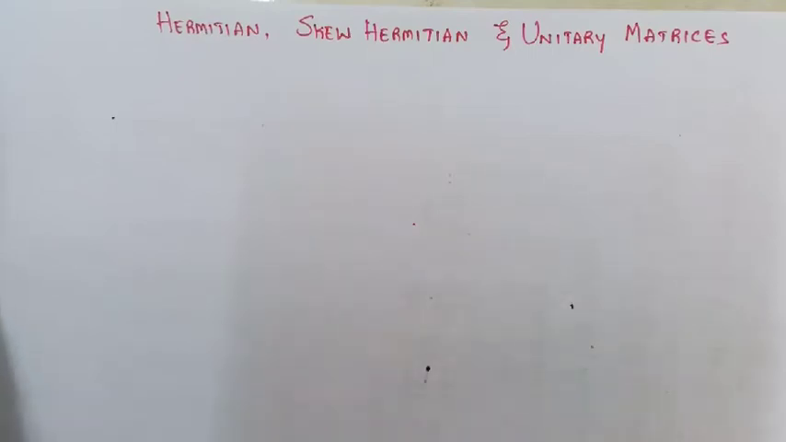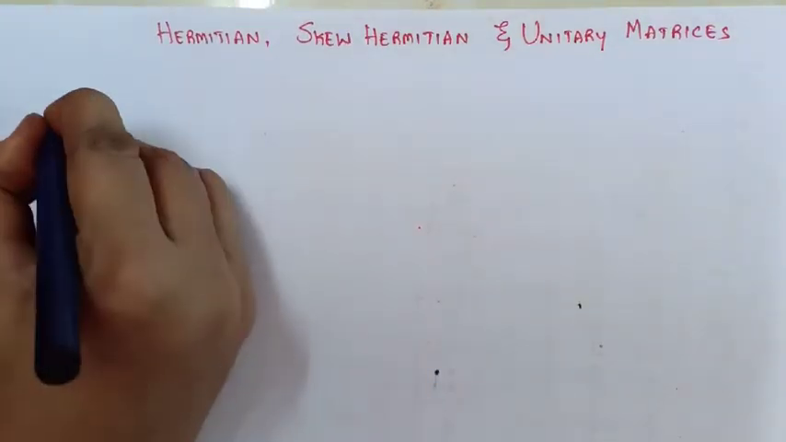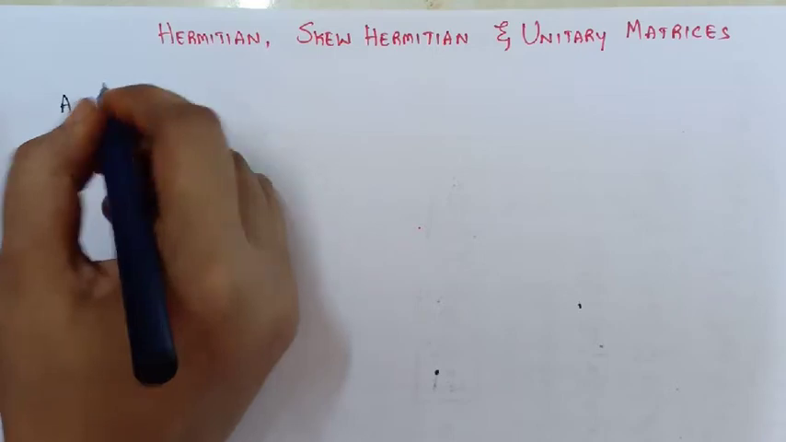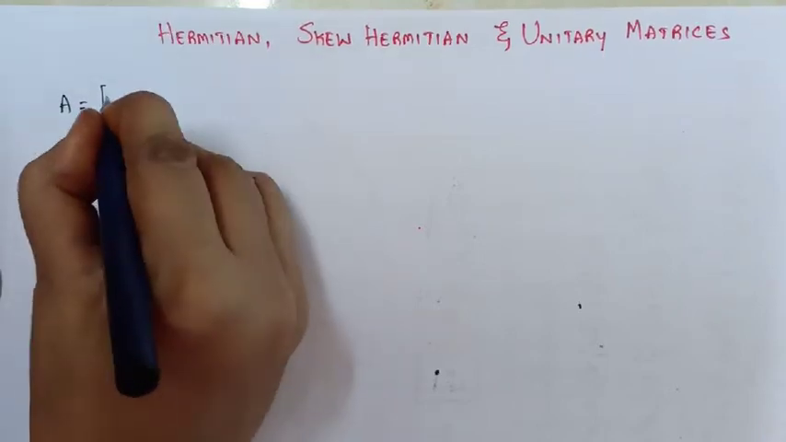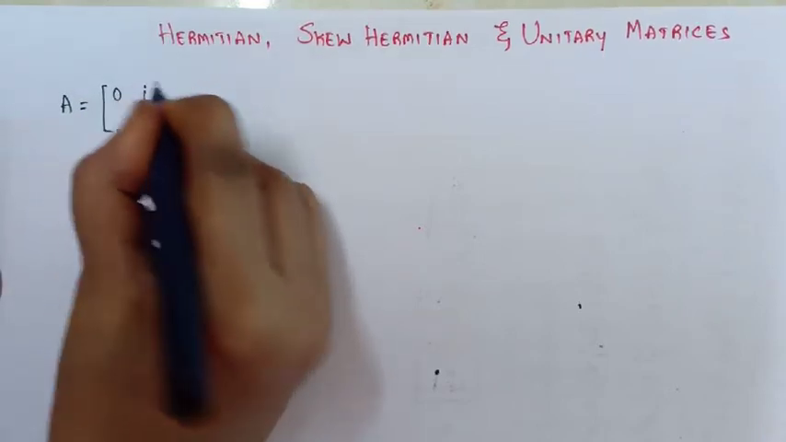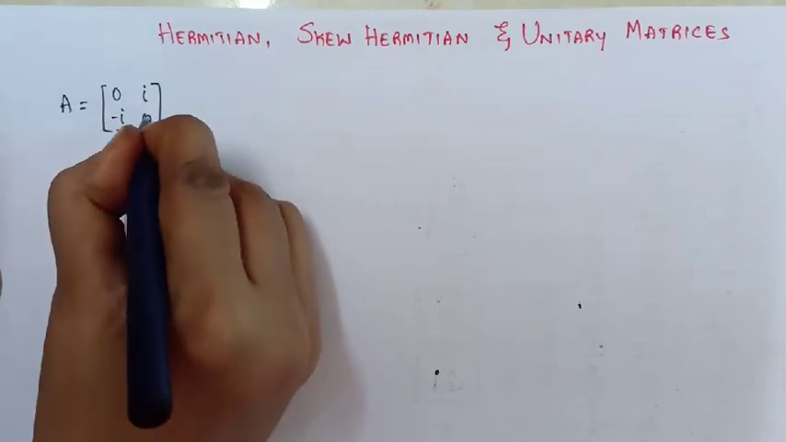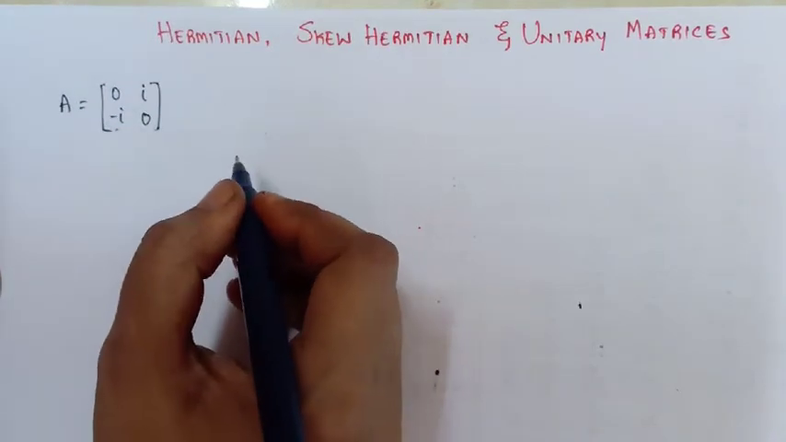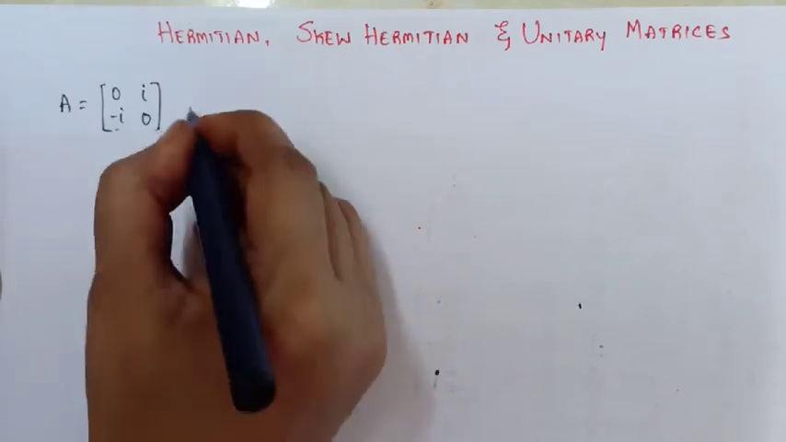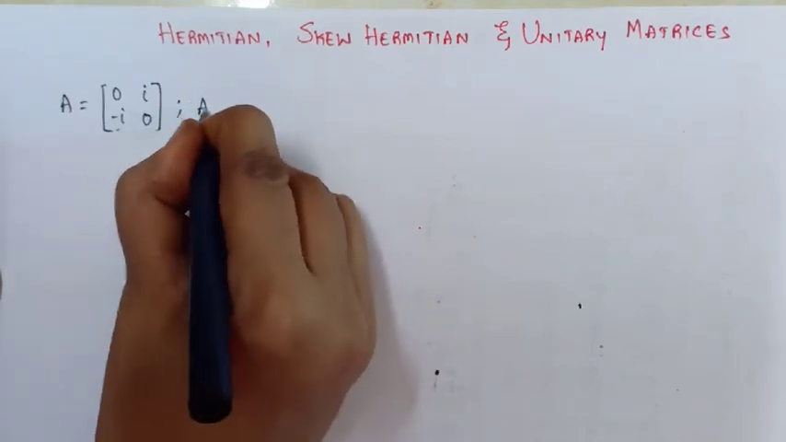In this video, we will see Hermitian, Skew Hermitian and Unitary Matrices. Consider a matrix A equal to [0, i; -i, 0]. For that, we will find out what is A dagger.